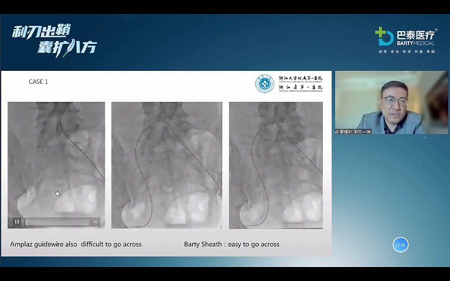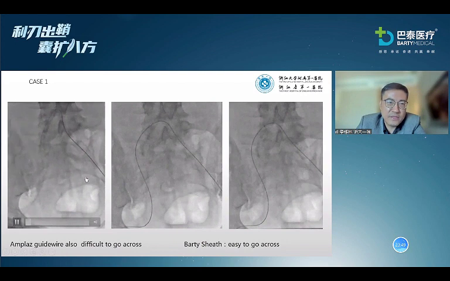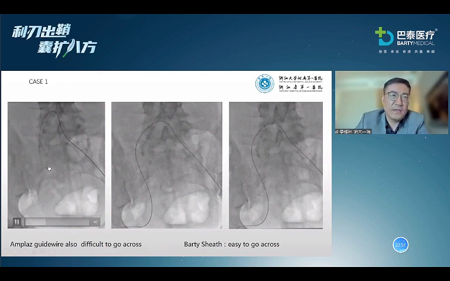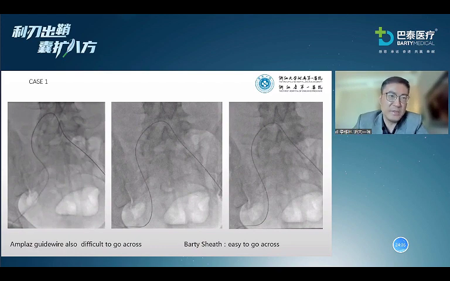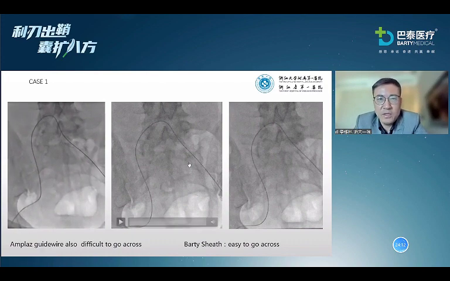The next step is to use the stiff wire, and I need to use the crossover sheath. I use the M+ guide wire. Actually, I already shaped it. However, when I try to cross over, it's really difficult. Sometimes we need to try over and over again, and we need to have a very good mechanical balance. So eventually, I crossed over with the wire.